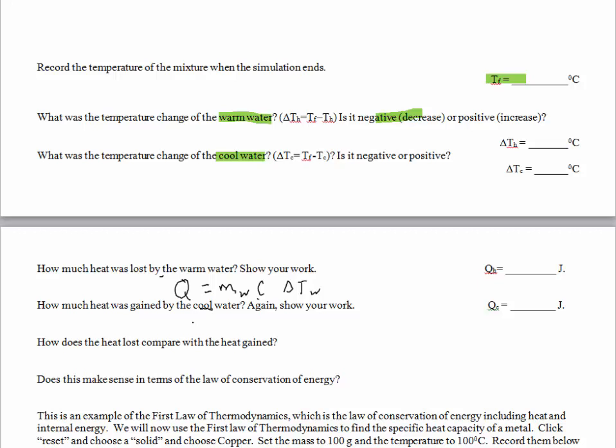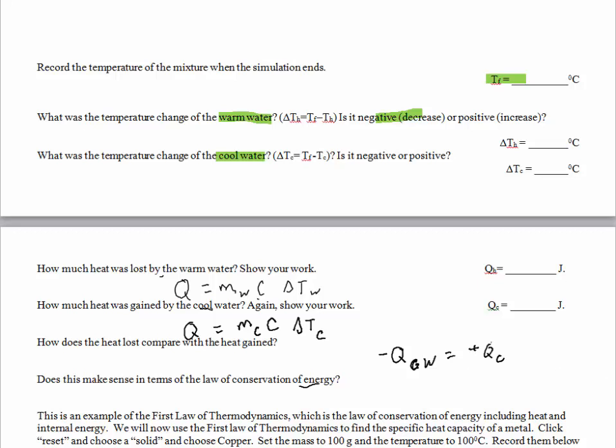And I can figure out how much heat was gained by the cold water, and I'm going to do the same thing. Q is going to be equal to the mass of the cold water, that's what that W and C means, times specific heat times the change in temperature of the cold. And in the simulation world, these two are actually equal to each other, and what that means is energy is going to be conserved. Now technically there's a little pesky minus sign, and essentially we're saying the heat lost by the warm water is going to be equal to the heat gained by the cold water.